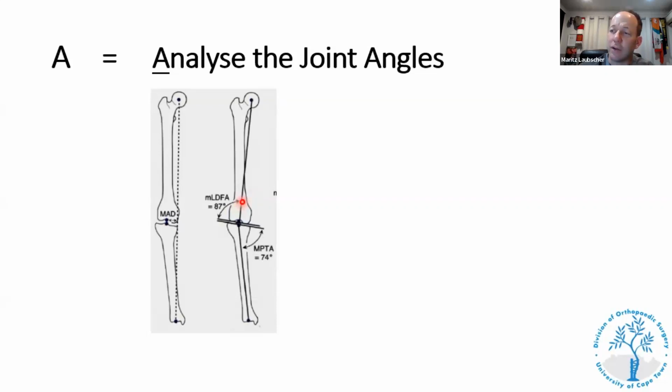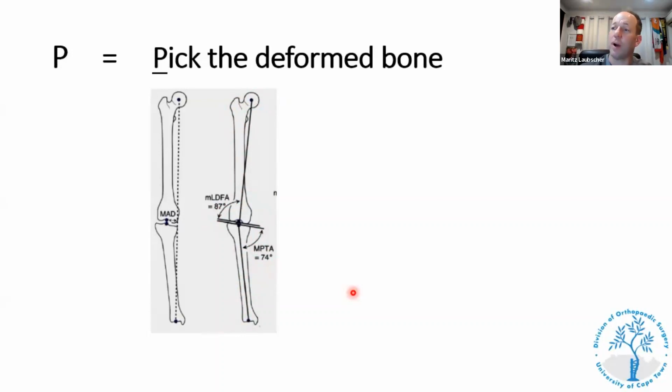Here, your mechanical lateral distal femoral angle is 87 degrees. That is normal. Don't forget to measure your neck shaft angle in the proximal femur, which is also normal in this case. In the tibia, the medial proximal tibial angle is 74 degrees. And don't forget to measure the lateral distal tibial angle. So the next step is pick the deformed bone. While the mechanical medial proximal tibial angle is abnormal, so the deformity is in the tibia.